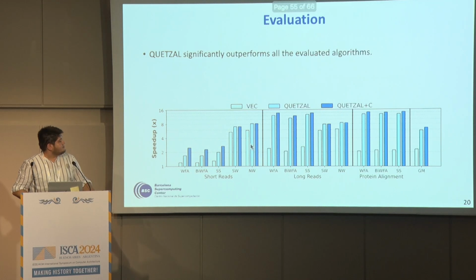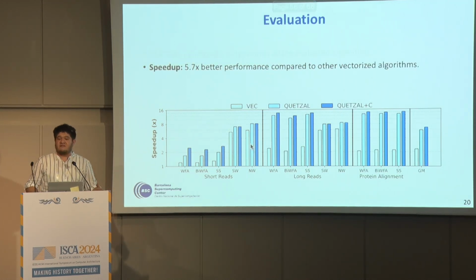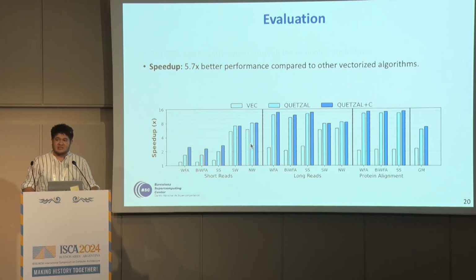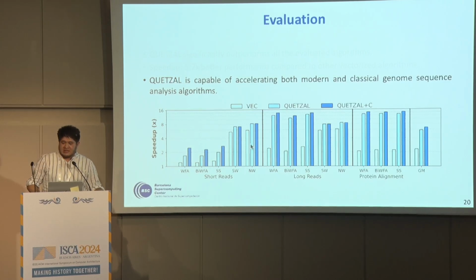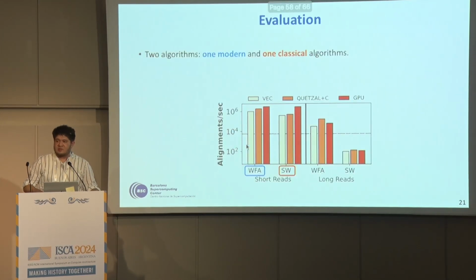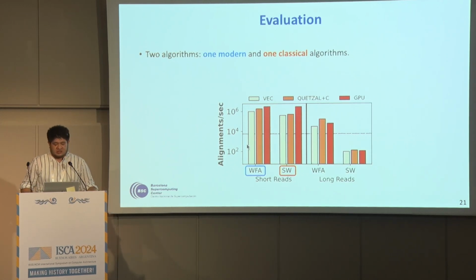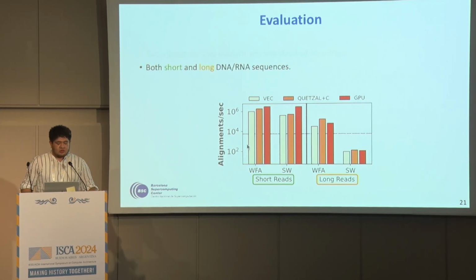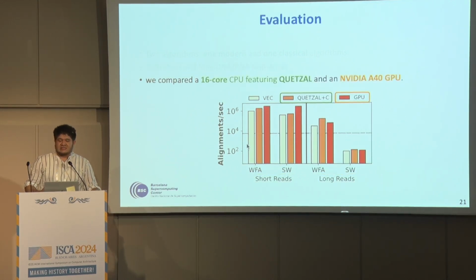First of all, QUETZAL outperforms all the evaluated algorithms, providing a 5.7x better performance compared to the baseline CPU. And it accelerates both modern and classical genome sequence analysis algorithms. We didn't stop there with the analysis. We also evaluate QUETZAL compared to another general purpose hardware, GPUs, on one modern and one classical algorithm for both short and long DNA sequences. In this case, we compare our QUETZAL CPU with an NVIDIA A40 GPU.